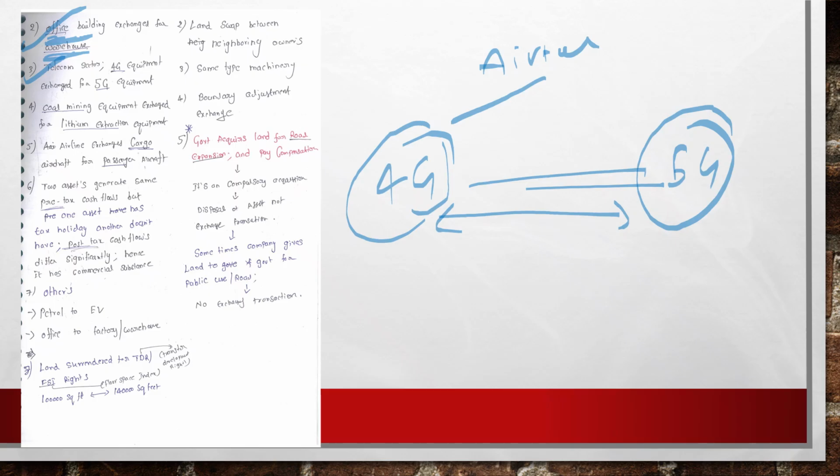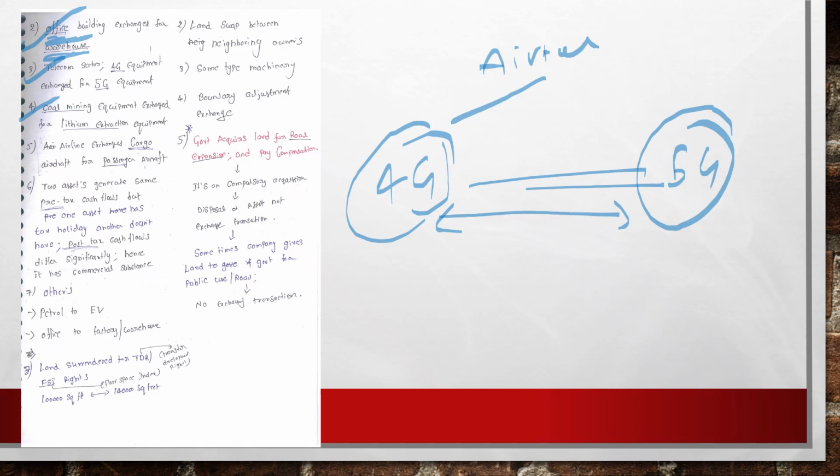What we need to do if the transaction has a commercial substance, I will explain in the valuation part. Before that, I am explaining these examples first. And then coal mining equipment exchanged for lithium extraction equipment. This is also a business value change. These are the examples. And then an airline exchanges cargo aircraft for passenger aircraft.